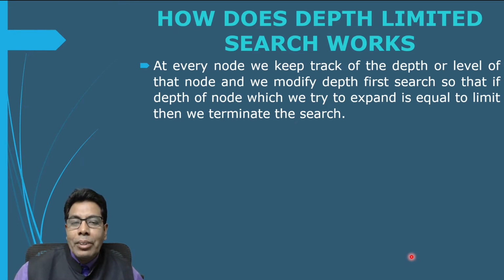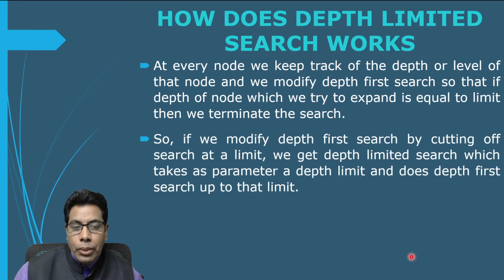So if this limit is 2, then we'll have to terminate when we reach depth 2. Then if we modify depth first search by cutting off the search at a limit, we get depth limited search, which takes as a parameter a depth limit and does the depth first search up to that limit. So we are doing depth first search only, but only up to that limit which we have specified.